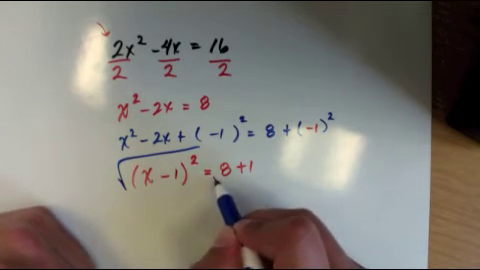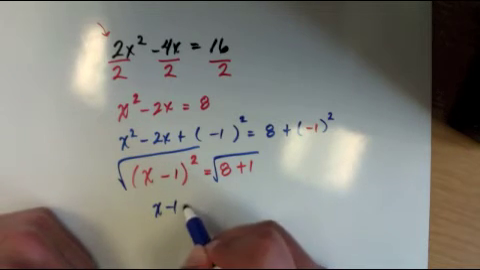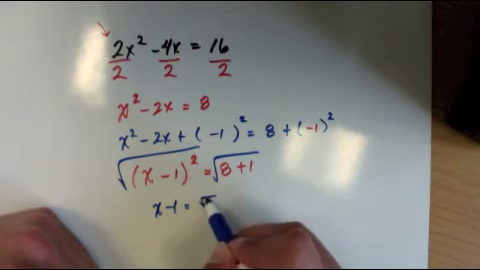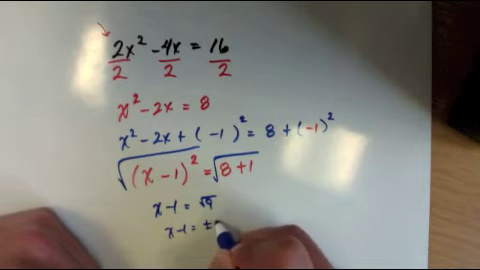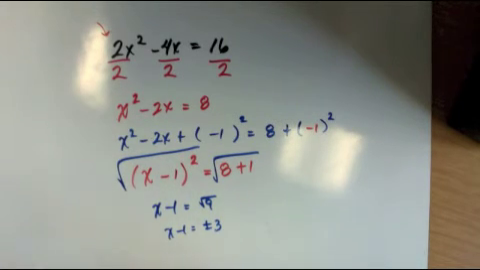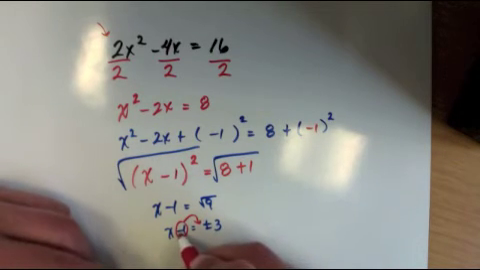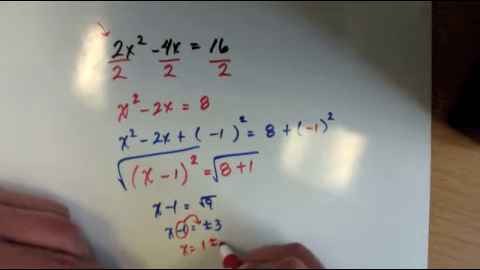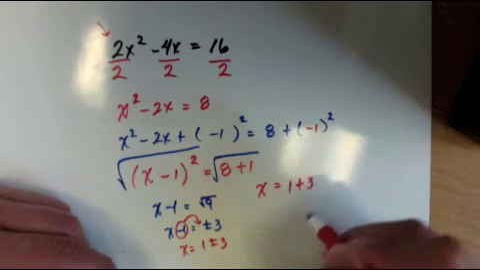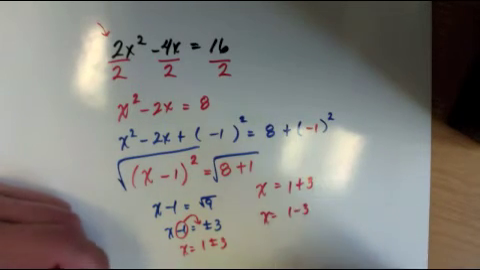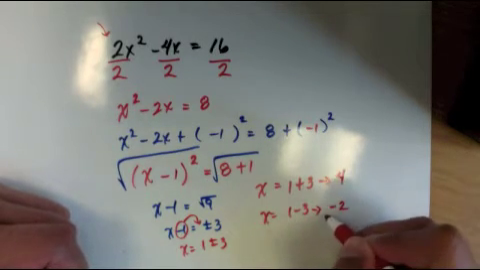we're going to square root both sides, and that will give me x minus 1. 8 plus 1 is 9. So the square root of 9 is 3, plus or minus 3. And our last step, take this guy over, x is going to equal, instead of a negative 1, it's going to become a positive 1. So our two solutions are going to be x equals 1 plus 3, and x is equal to 1 minus 3, which becomes 4 and negative 2.